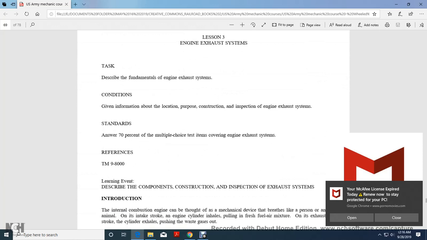questions, and answers. Lesson 3, engine exhaust.